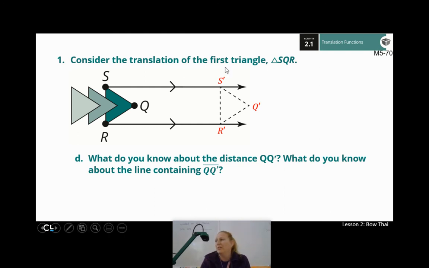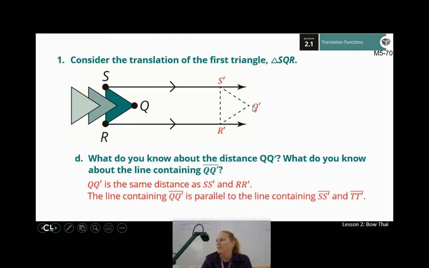If you used your compass, I hope you realized very quickly, going from stabby side to pencil side, that Q to Q prime is the same distance as S to S prime and R to R prime. We didn't draw the line in, but the distance is the same. And I also noticed that if I were to draw that line in, it's parallel to the others. Right?